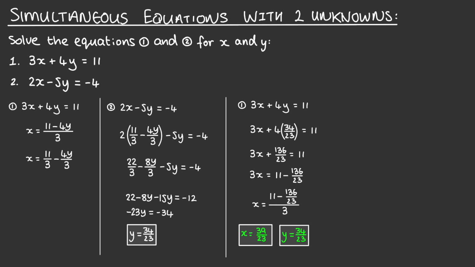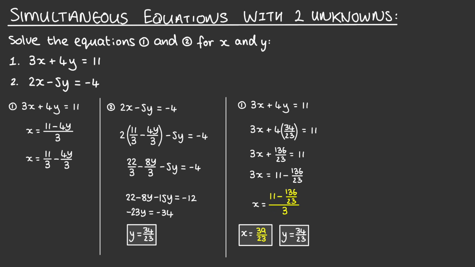You can always use your calculator if it's allowed to simplify the expressions down. So by substituting in (11 minus 136 divided by 23), all divided by 3, your calculator will give you back 39 divided by 23. If your examiner is nice, they might give you nice values of y and x, such as 1 and 2. But it's good to get used to unusual numbers and expressions in case they do ever come up.